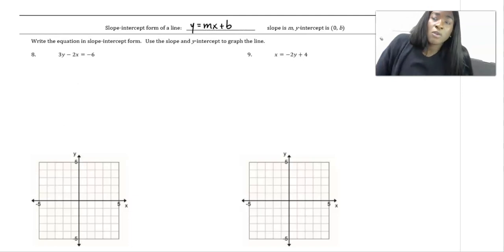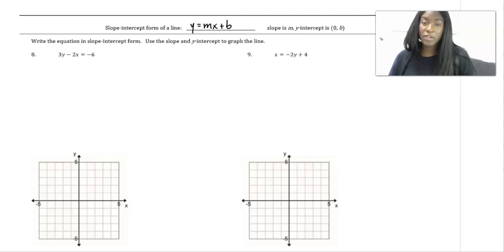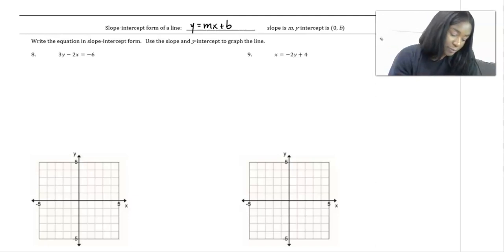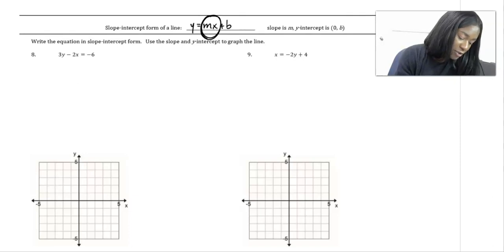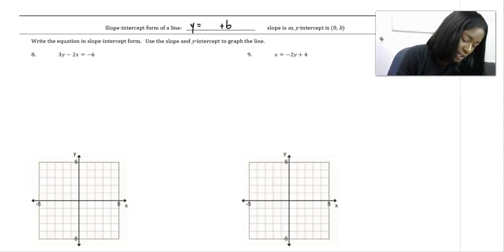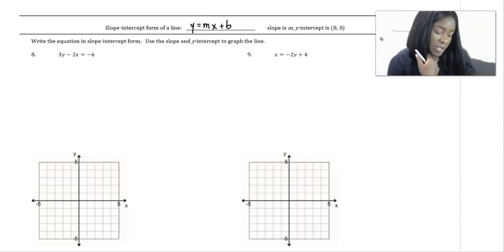In fact, remember that we already know, generally speaking, not just for lines, for any equation, to find the y-intercept, you set x equal to 0. Well, if I were to set x equal to 0, that whole term would go away, and I would just have that y is equal to b. So that is why b is our y-intercept.